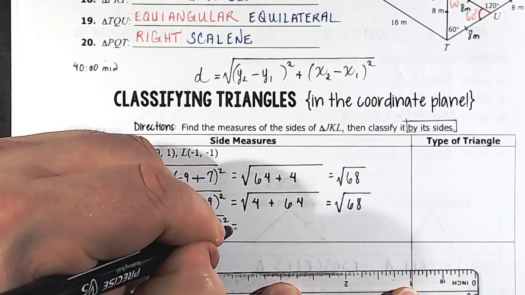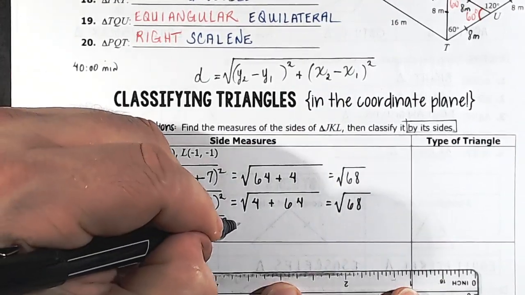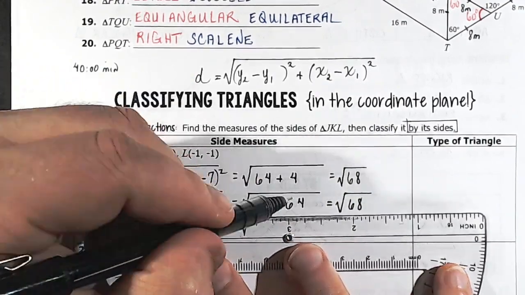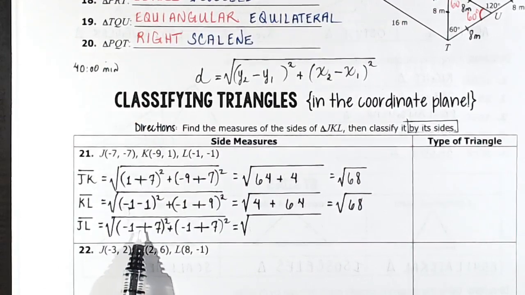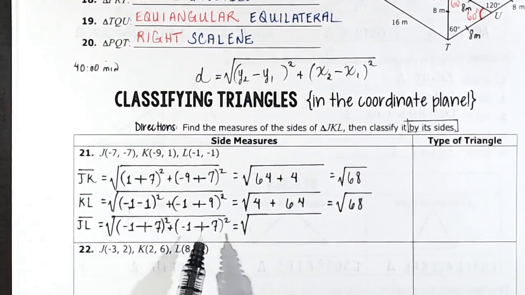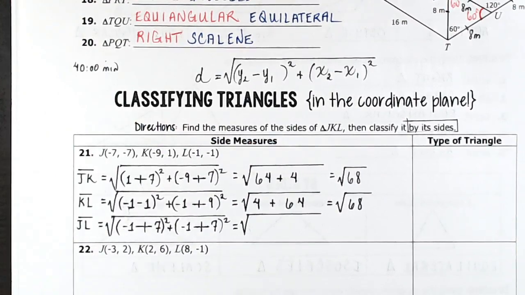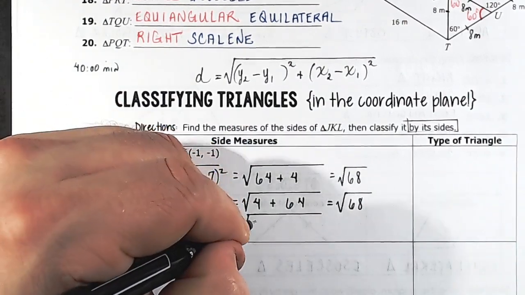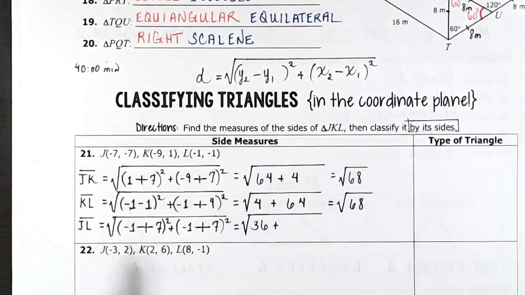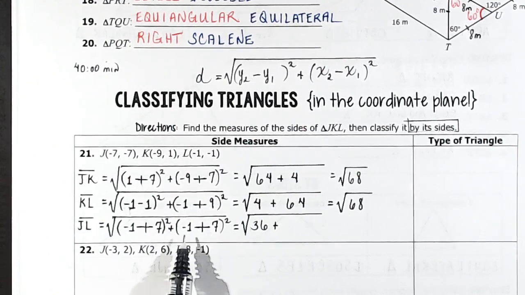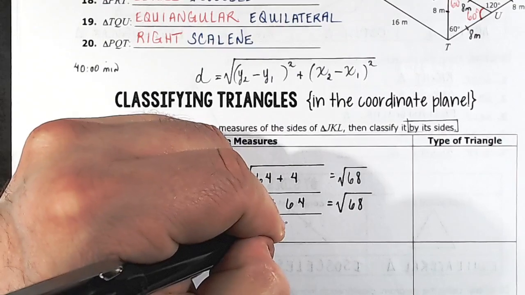And I'll now simplify by setting this equal to another square root symbol, another radical sign. And what I'm going to do is add the elements of the parentheses together and then square that result and write that result here. So negative 1 plus 7 is positive 6, and positive 6 squared is 36. Plus, and now I have negative 1 plus 7 is positive 6, and positive 6 squared is 36.